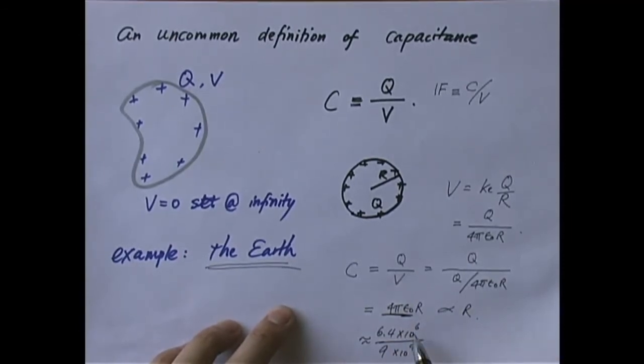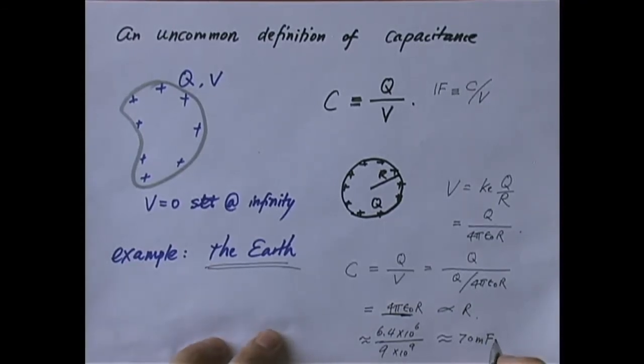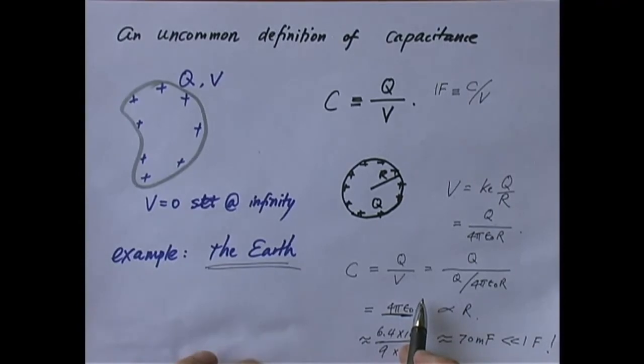And you can see here, this is a lot less than 1. Right? It's a lot less than 1. In fact, it's about 70 millifarad, not million, okay, milli. It was about 0.007. Okay, that's all there is to it. It's a lot less than 1 farad, even for something as big as the Earth.